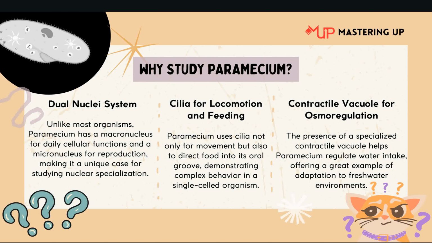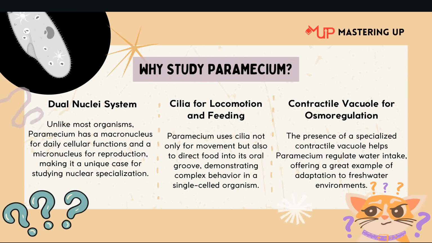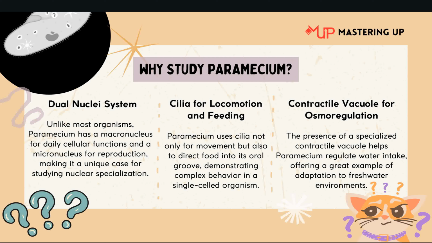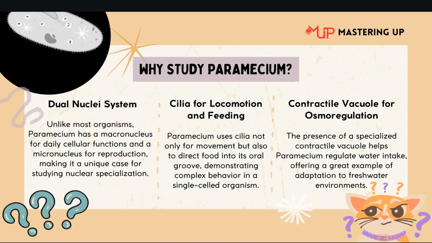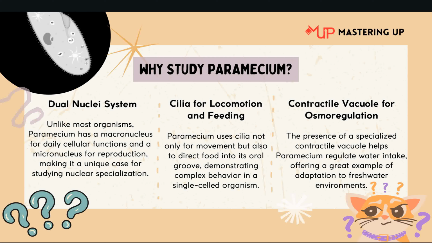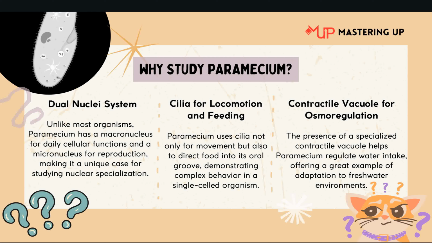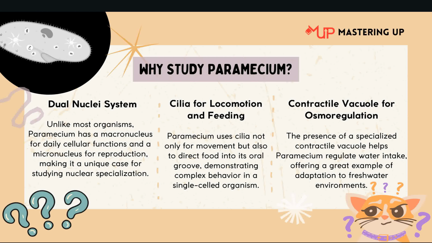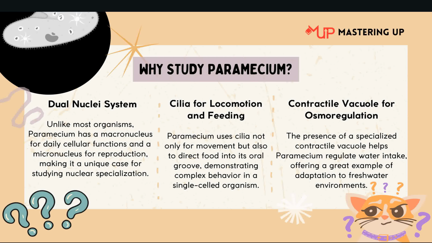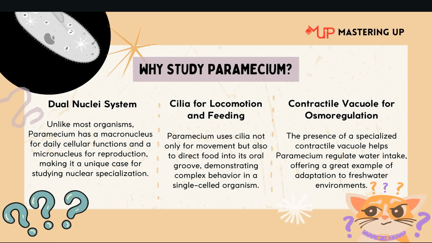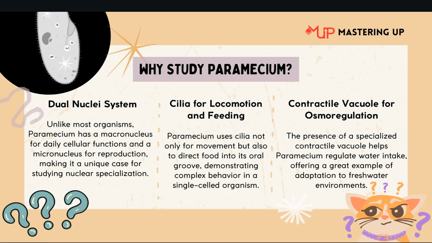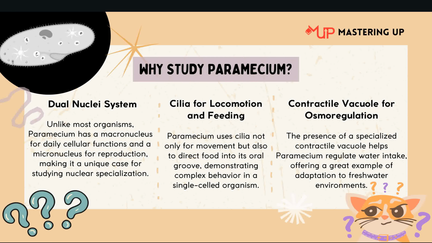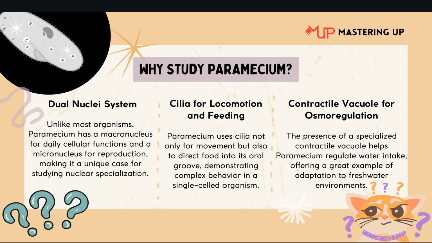The other feature is cilia for locomotion and feeding. Paramecium uses cilia not only for movement but also to direct food into its oral groove, demonstrating complex behavior in a single-celled organism. Coming to the contractile vacuole, the presence of a specialized contractile vacuole helps paramecium regulate water intake, offering a great example of adaptation to freshwater environments.